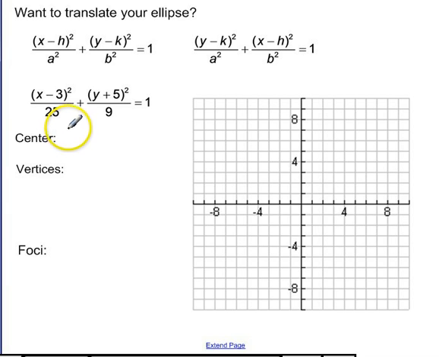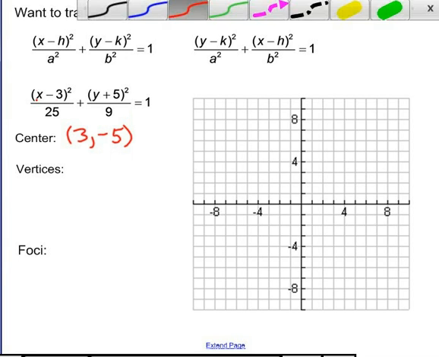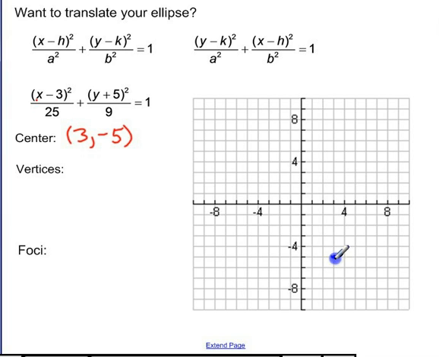Well, the center is pretty easy. That's going to be at (h, k). Notice that it's x minus 3, so the x-coordinate of my center is positive 3, and y plus 5, so the y-coordinate of my center is negative 5. I'm getting tired of using red, so why don't we do blue here, okay? Alright, so I'm going to go to (3, negative 5), and there's my center. Now everything's going to be measured from there, okay?